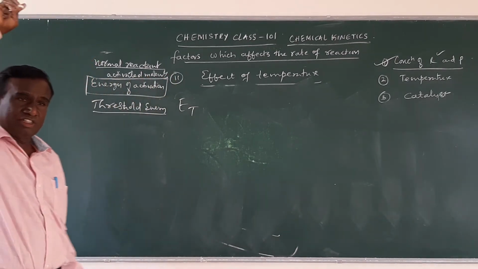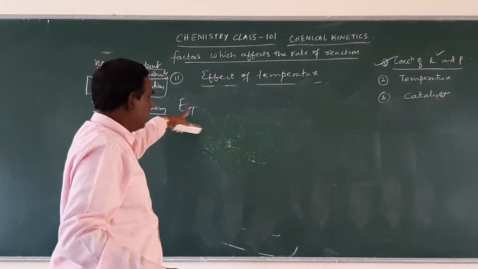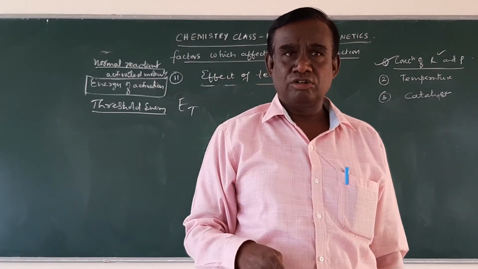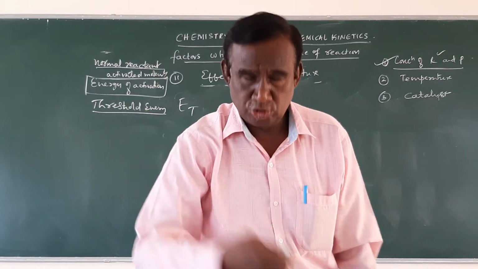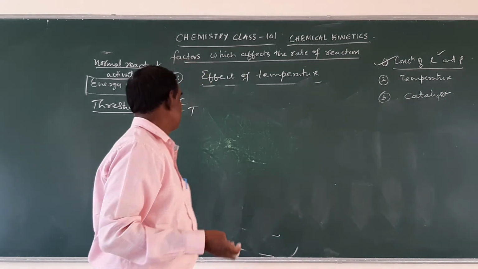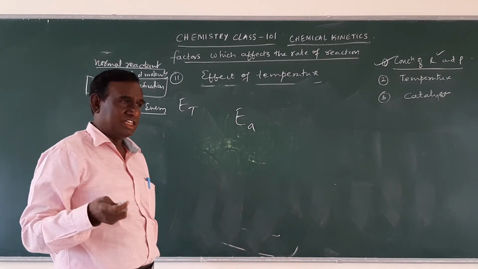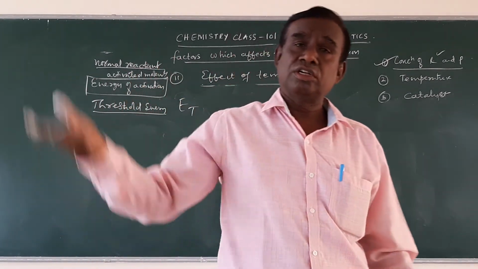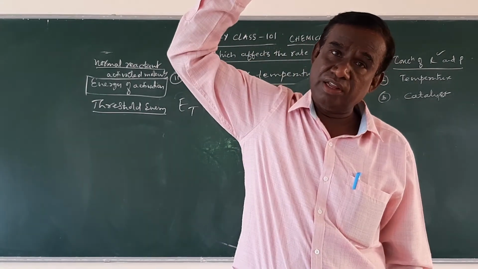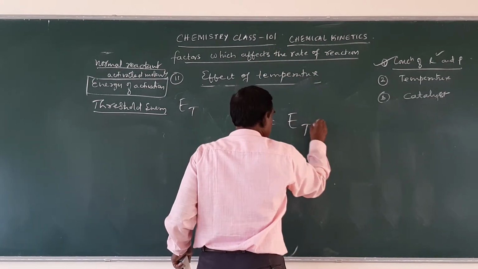Energy of activation is the extra energy over and above your threshold energy, ET. It is the extra energy that the reactant molecules should acquire, should absorb from the surroundings of the process, so that they collide effectively, forming the products. So that means EA is equal to ET minus E.